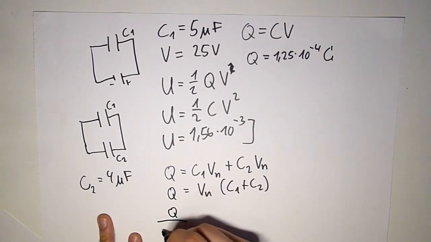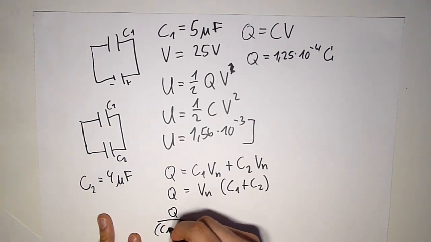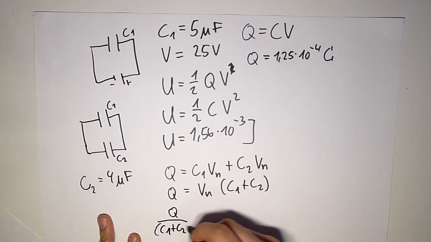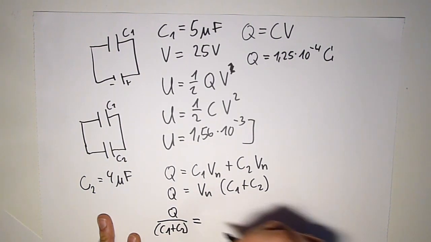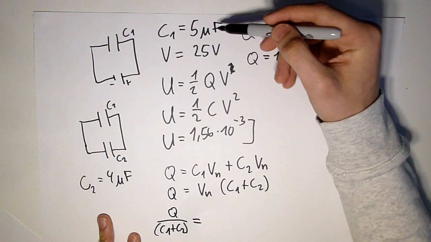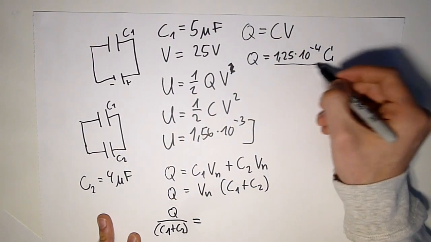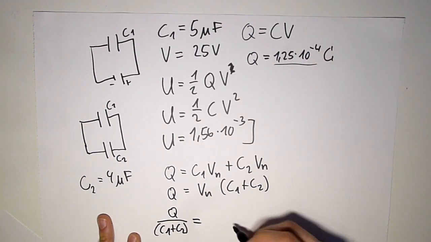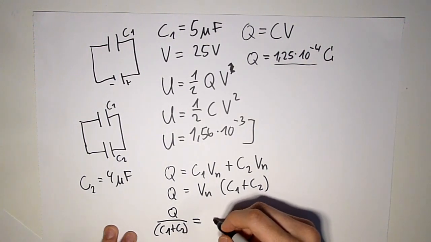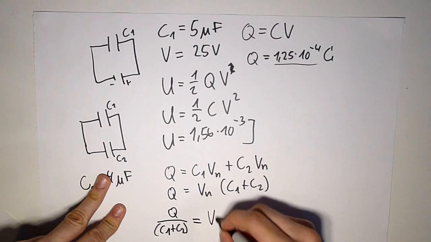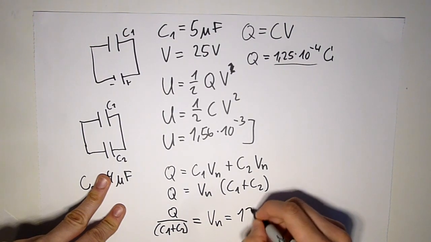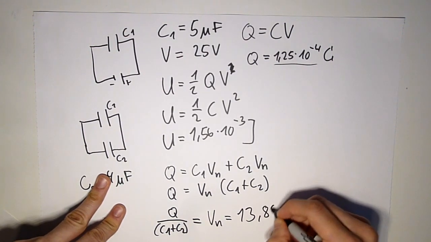Do some fancy algebra, and you can see we'll end up with a simple equation where we can now substitute all the values, including the charge that we also calculated, and then we will end up with a new voltage of 13.89 volts.